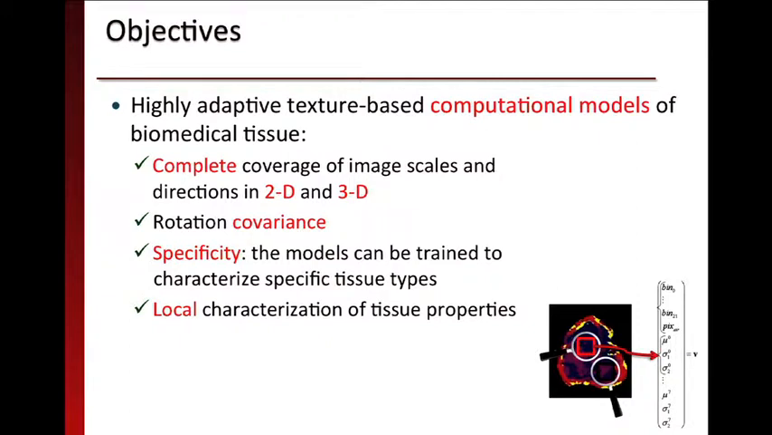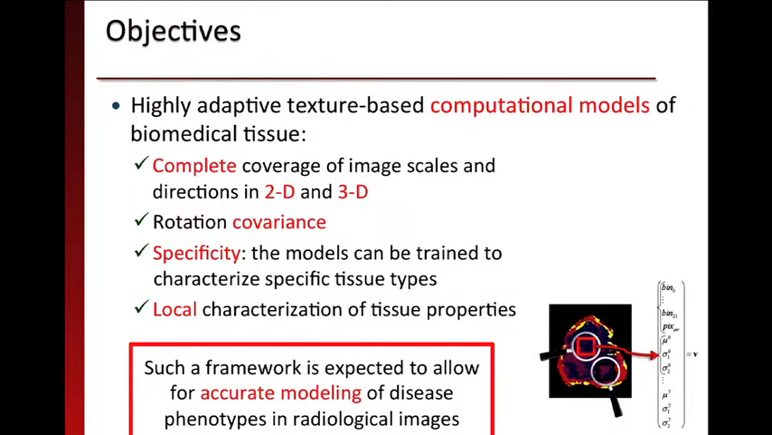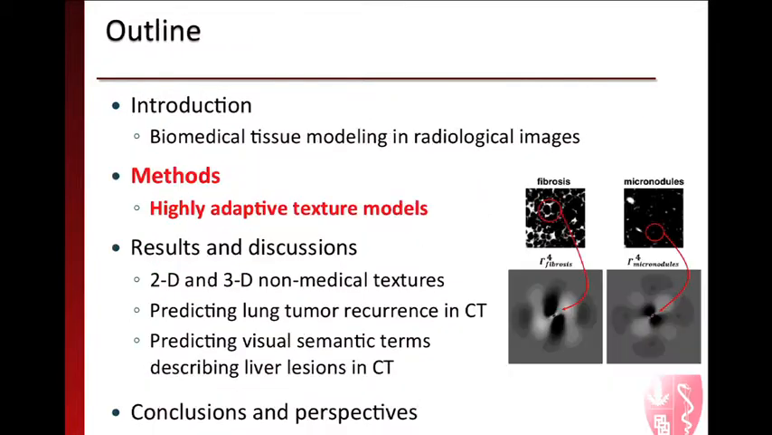So if we are able to do that, we expect that we can really allow for an accurate modeling of the disease phenotypes in radiological images. And if we can run it on a really large cohort of patients, then we should be able to enable biomedical discovery and understand new fundamental pathological pathways, for instance. So let's see how we can build those models.